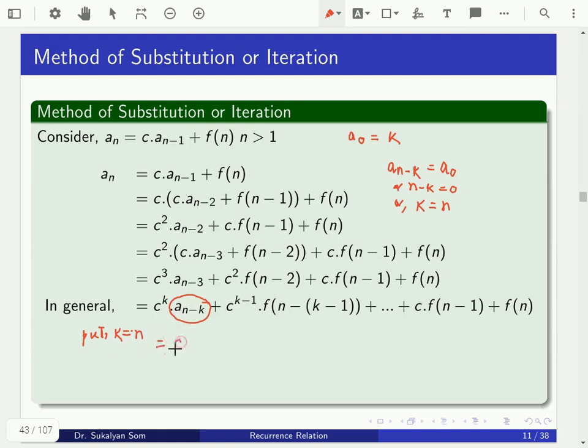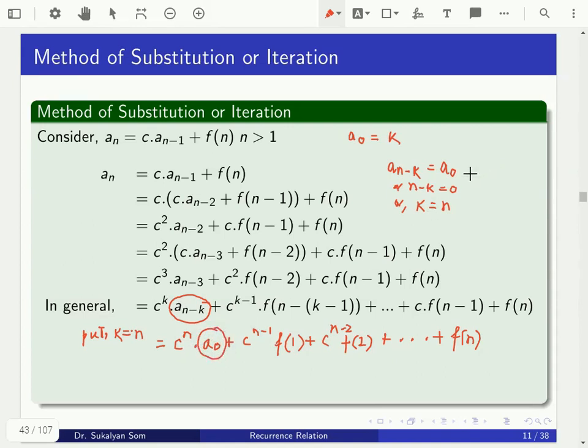Now, if this a_0 is replaced by its explicit value, that is k, then the right hand side becomes an expression free of any sequence term, and from that we can say that after substitution of the value of the initial condition, this becomes the solution of the given recurrence relation, which is nothing but an explicit formula for finding the value of a_n.